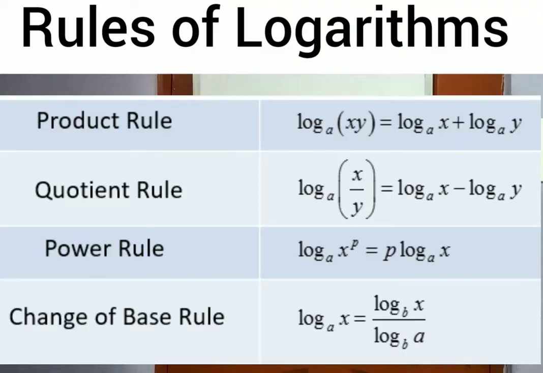Rules of logarithm will be helpful while solving complex problems made up of log. So let's see the proof and some examples based on proofs of logarithms. There are 4 rules of logarithms: product rule, quotient rule, power rule, and change of base rule. So let's see the proof of each rule and solve some examples based on these rules.